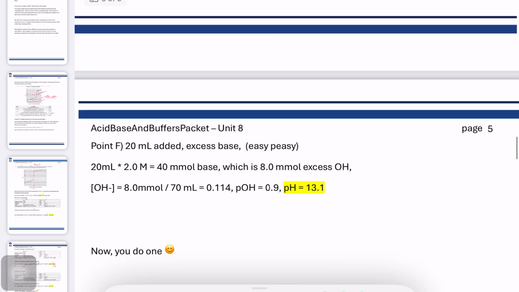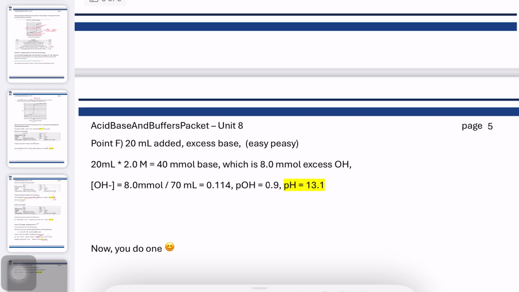And then finally, in letter F, we've increased the amount of base to 20 milliliters. Therefore, we have excess base. It's easy peasy. You have 40 milliliters of base, which is 8 millimoles excess. 8 divided by 70 is 0.114. Take the negative log, subtract from 14, and the pH is 13.1.